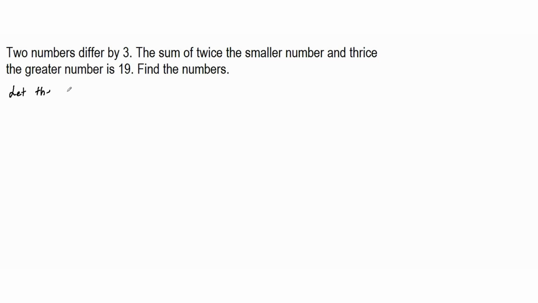So let the greater number be x. Now why am I picking greater and smaller? Because they have mentioned it in the question, right? And they differ by 3. So I have to pick one of the numbers as greater and the other one as smaller. So let the greater number be x and the smaller number be y.